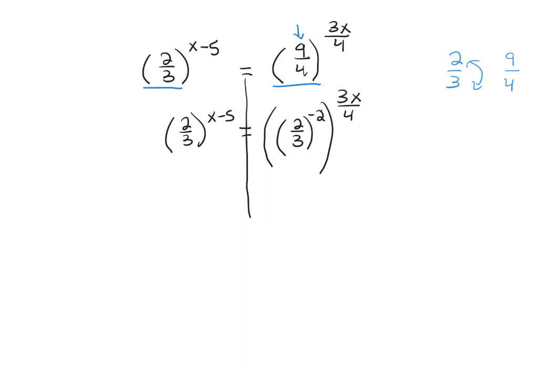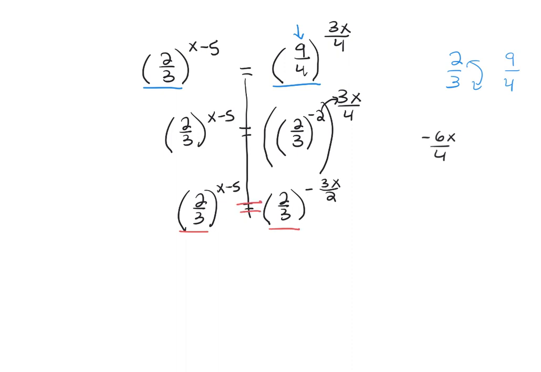If you think about this power to a power, you multiply. So 2/3 to the power of x minus 5 equals 2/3 to the power of, if we multiply, negative 6x over 4, which simplifies to negative 3x over 2. Just like last time, once the bases are equal, the exponents have to be equal to each other. So x minus 5 has to equal negative 3x over 2.